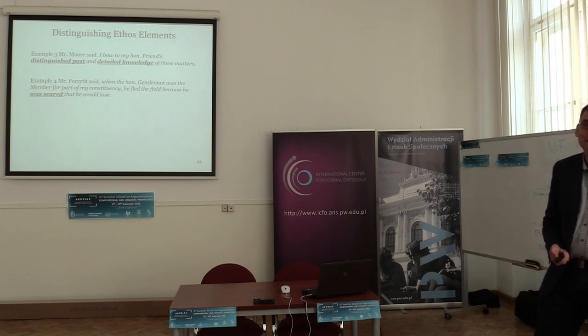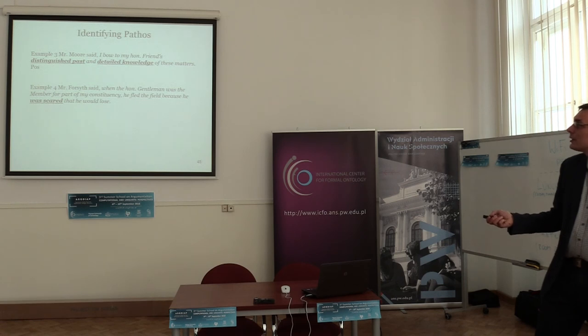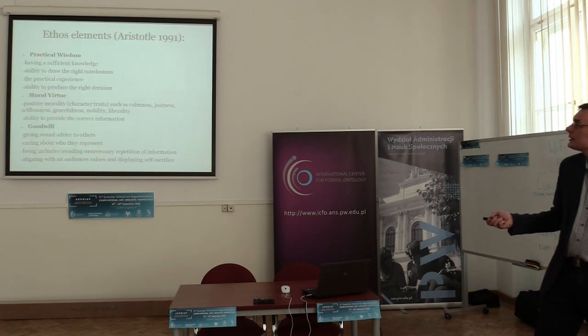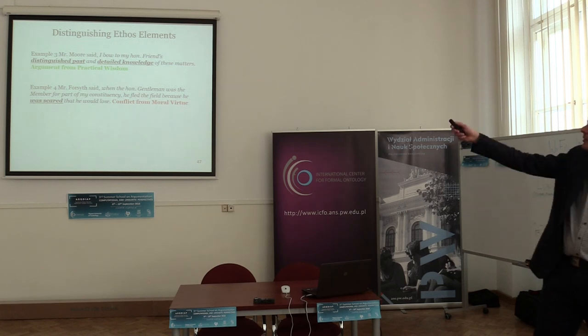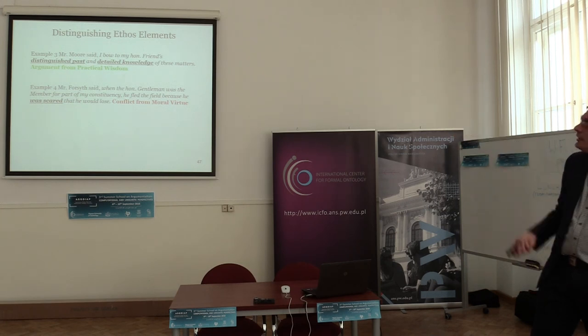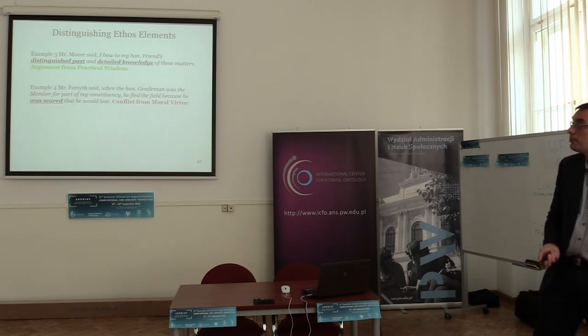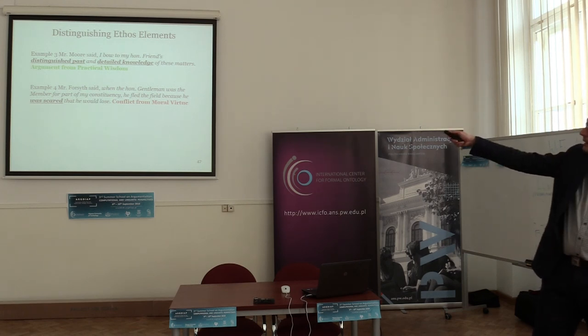But there are also some types of ethos supports and attacks. As you can see, we can have a certain specific type of ethos, namely argument from practical wisdom, because we have linguistic cues that show you that distinguished past and detailed knowledge indicate practical wisdom. And for instance, Aristotle was writing of various components of ethos, and he mentioned practical wisdom as one of these components, or ethos types. And what about the next example?